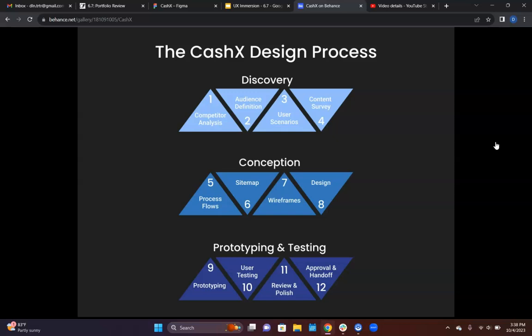Then on to a prototyping and testing phase, where we take the designs from the conception phase and polish them, and then put them in front of some users to test the designs and see where we could improve them. Then, again, polishing and reviewing the designs, and then getting stakeholder approval and handoff to a development team.